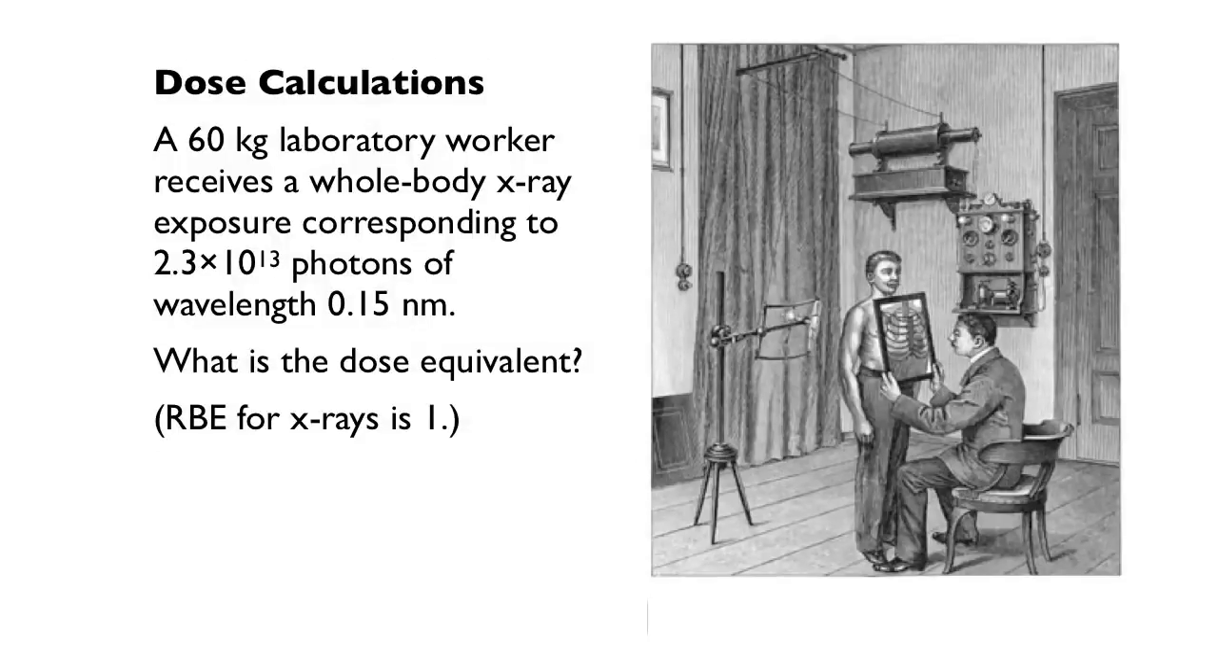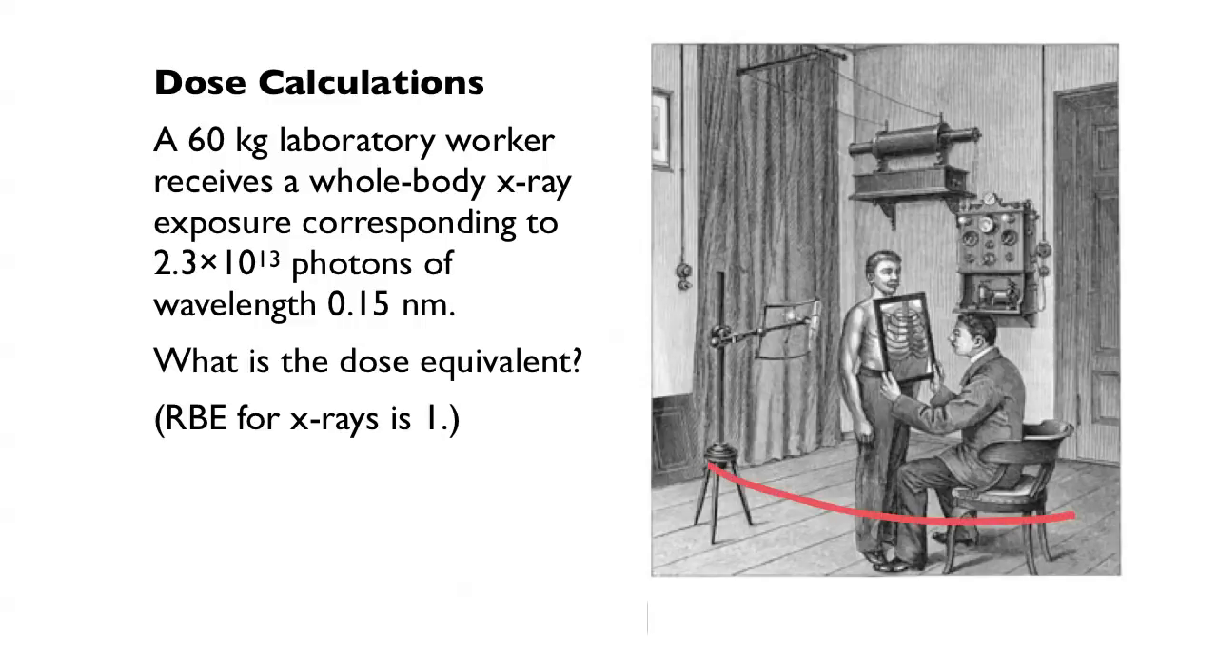Now let's do a quick dose calculation. Suppose a 60 kilogram laboratory worker receives a whole body X-ray exposure corresponding to this many photons of this wavelength. What is the dose equivalent? There was a particular accident that was looked at, and this person got that dose. And so that's the kind of thing that you could imagine happening. Here's a situation where it could happen.